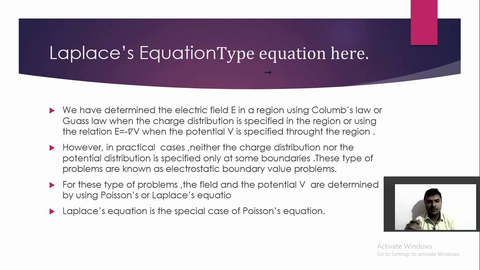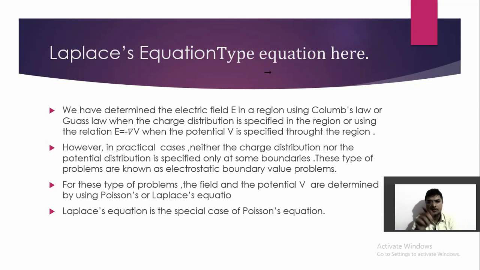So everyone comes across electric field E in a region using Coulomb's law or Gauss's law, when the charge distribution is specified in a region, or using the relation E is equal to minus del V, when the potential V is specified through the region. However, in practical cases, neither the charge distribution nor the potential distribution is specified, only at some boundaries. This type of problem is known as electrostatic boundary value problem. For this type of problem, the field and the potential V are determined by using Poisson's or Laplace equation.